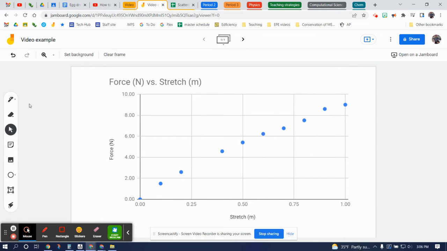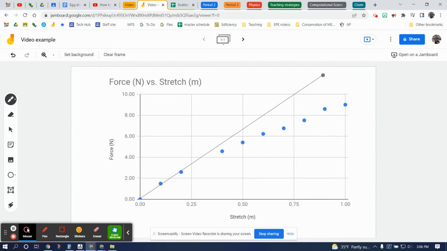So in order for us to draw a good line of best fit, first of all, I want it to be a straight line. So in order to do that, I'm going to hit Shift and then click and draw, and that gives me a straight line. And when I make my line of best fit, I want to make sure that there are an equal number of points above and below the line.